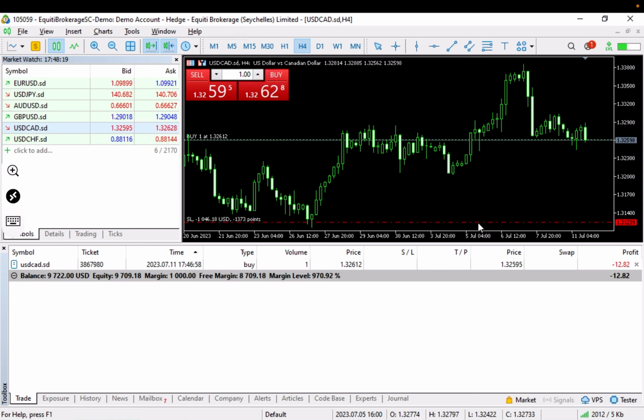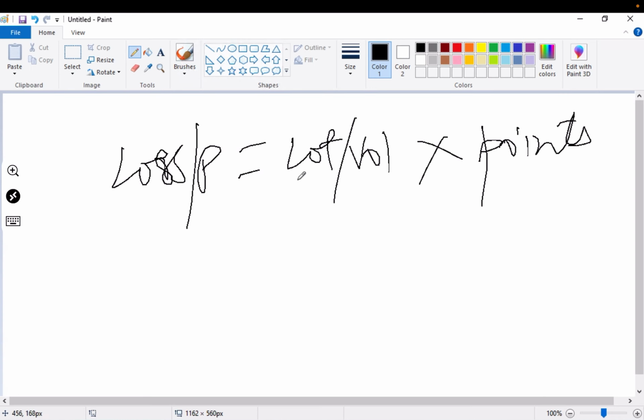So when I sell this, I'll get the Canadian dollar back. So it is calculated in terms of Canadian dollar, and then the Canadian dollar has to be converted to US dollar. Basically you will get 1,373 Canadian dollars, and if you convert this to US dollar, it will come to 1,046.18. To do this in a simple way, what we can do is understand the point value. If the dollar is your base currency, and here the Canadian dollar is the quote currency, but if the dollar is the base currency, then this formula is going to work.